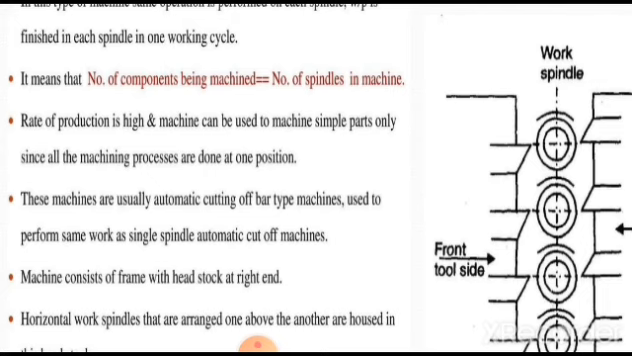This is the main one here. What is going to happen here is the rate of production is high, and the machine can be used to machine simple parts only. It is used only for simple parts. We cannot go for complicated part production. These machines are usually automatic cutting off bar type machines used to perform the same work as single spindle automatic cut off machines. Very simple thing to understand.